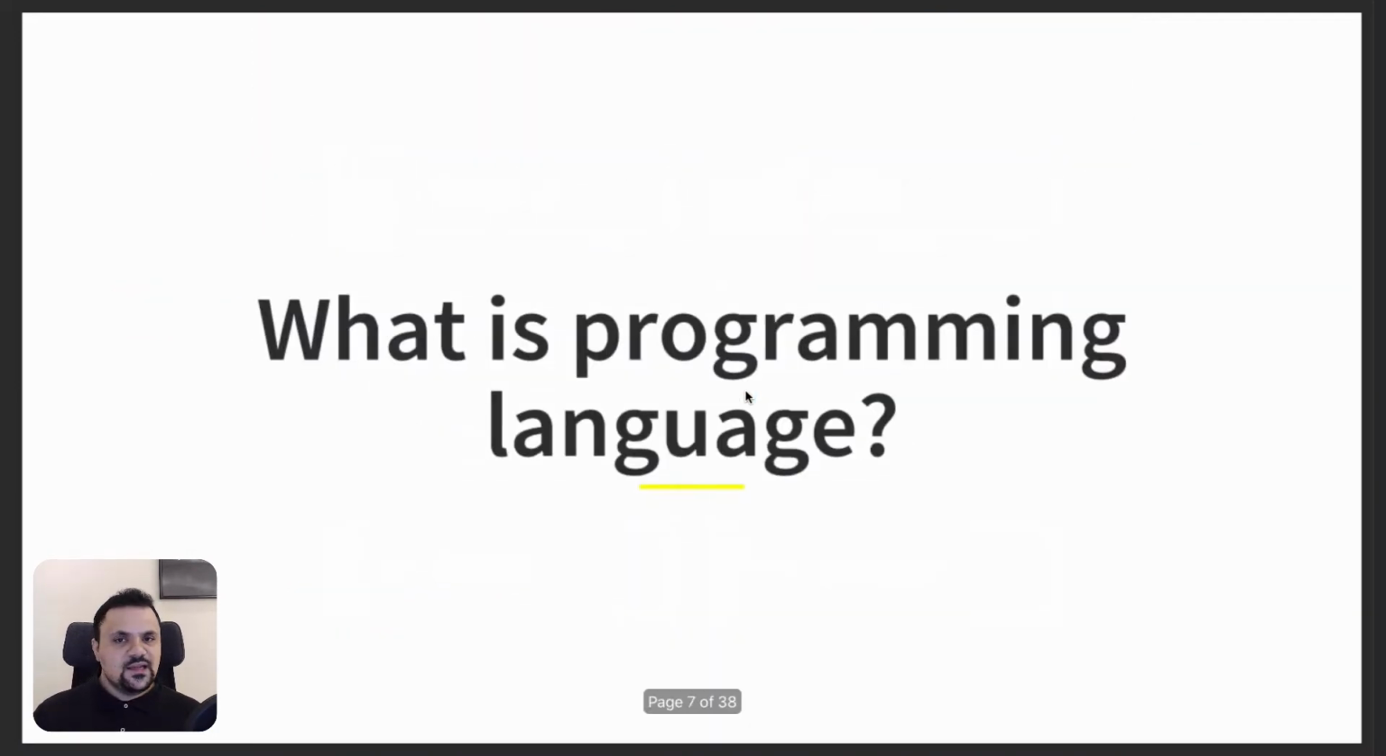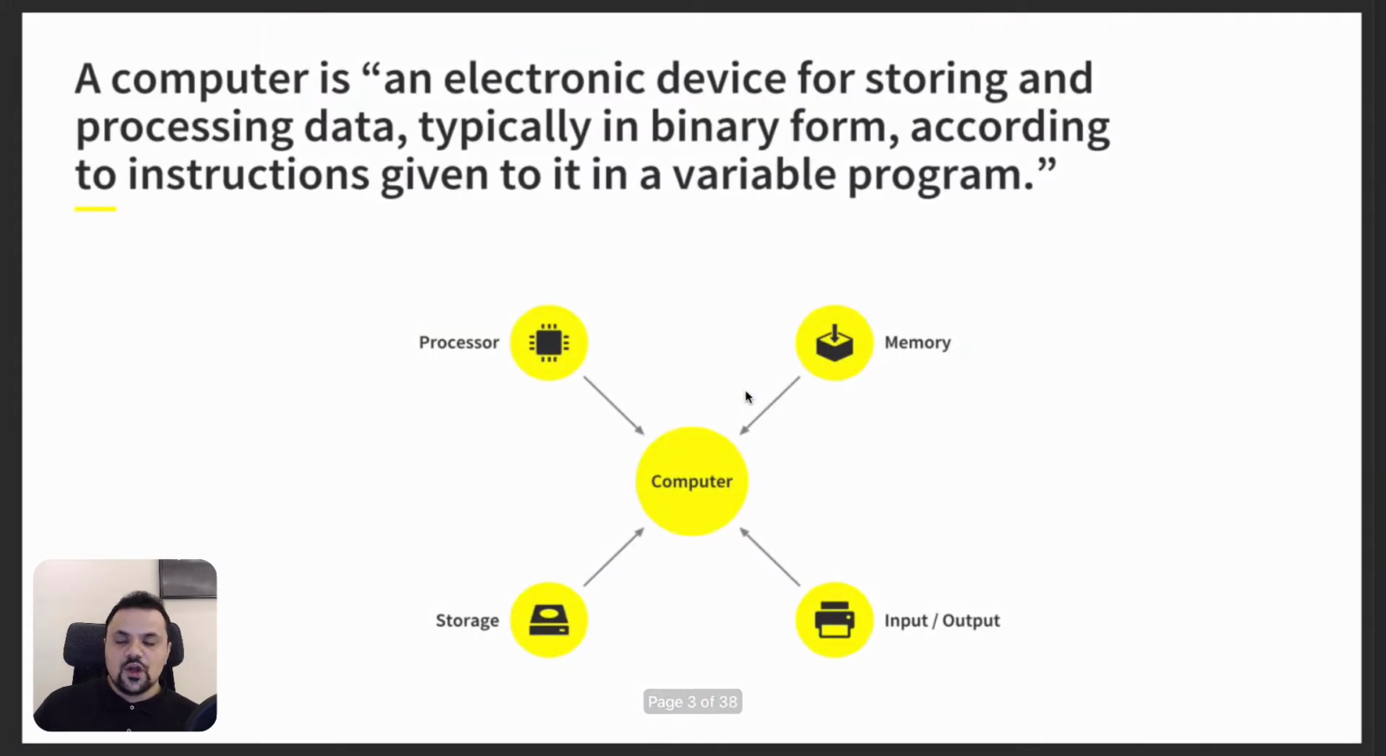Now, that leads us to another interesting question. What is a programming language? So according to the definition before, we said a computer is an electronic device for storing and processing data, typically in a binary form, according to instructions given to it by who? By a programmer, given to it in a variable program. What do you mean by a variable program?